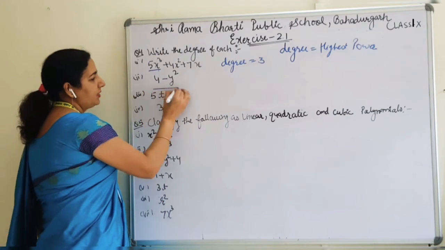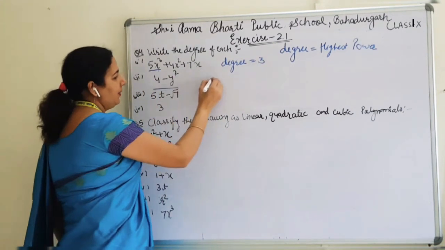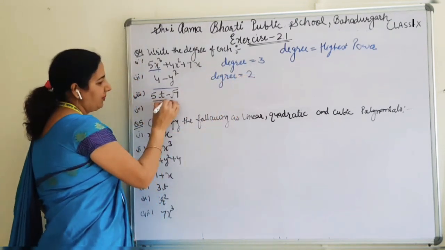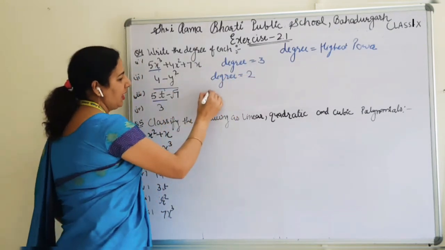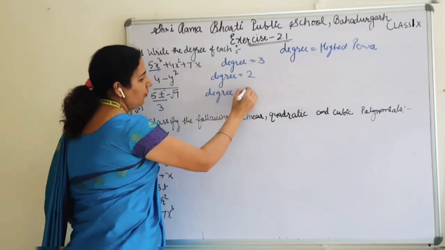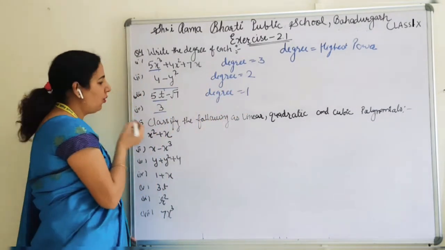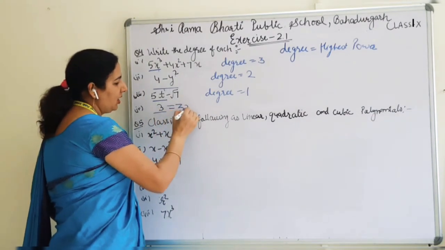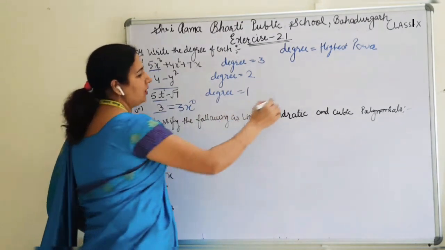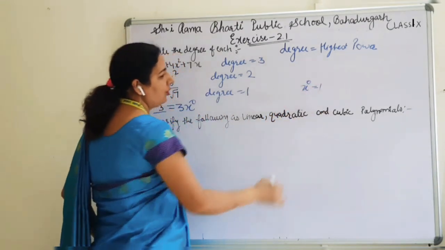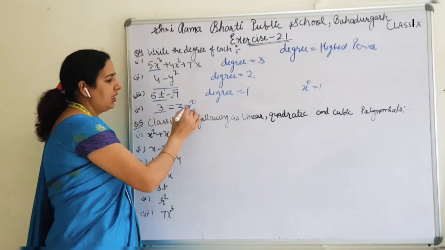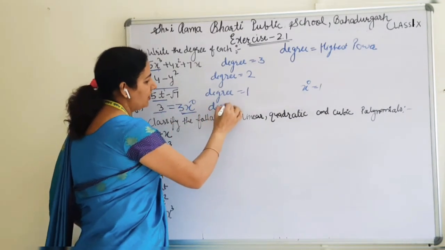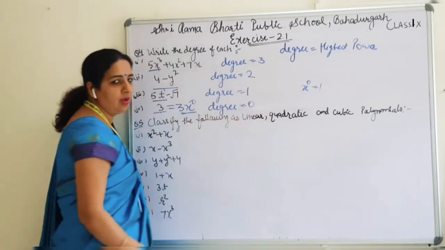What is the highest power? That is 2. So it will be the degree. So the degree of this expression will be 2. If no power is shown for the highest term, it means 1 is there. Degree is equal to 1. 3 is not a polynomial, but we know that we can write 3 as 3x power 0, because x power 0 is equal to 1. So 3 can be written as 3x power 0. This is the highest only. So now tell me the degree of this polynomial. It will be equal to 0.